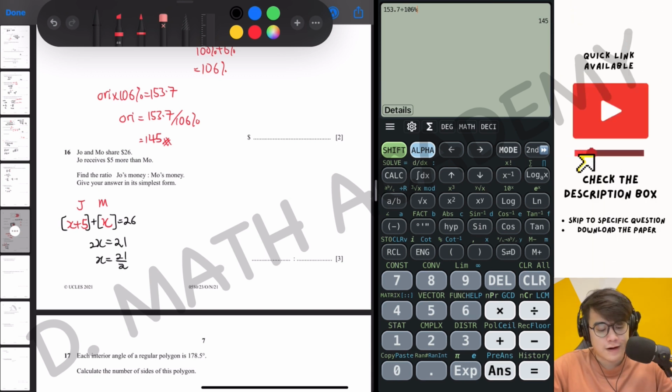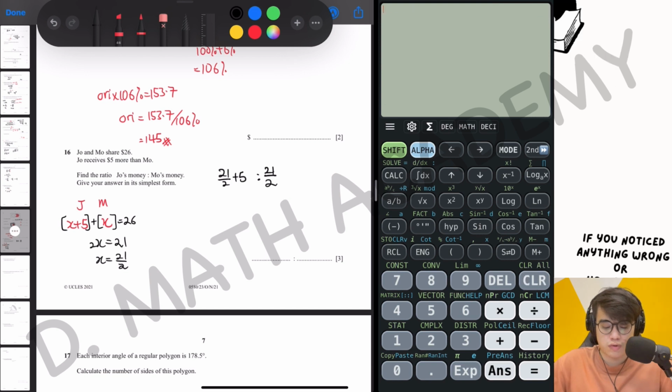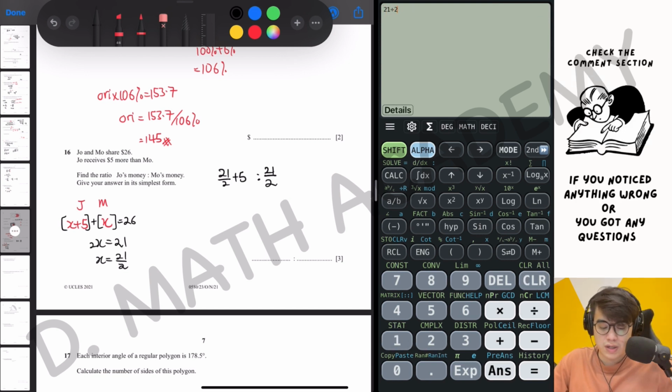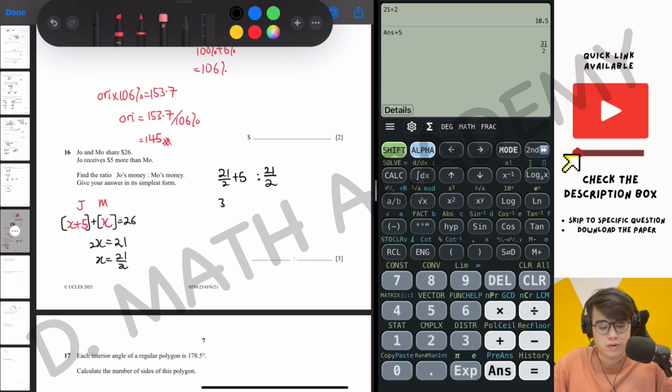So I can now update my results here. I have 21 over 2 plus 5 compared to 21 over 2. So let's key in 21 over 2 first, and then add that with 5. You will get 31 over 2.